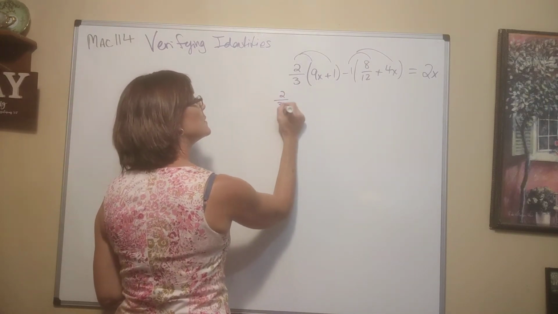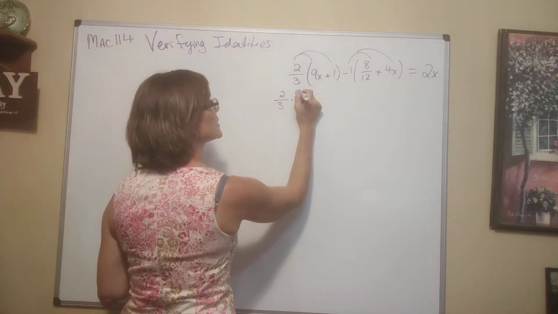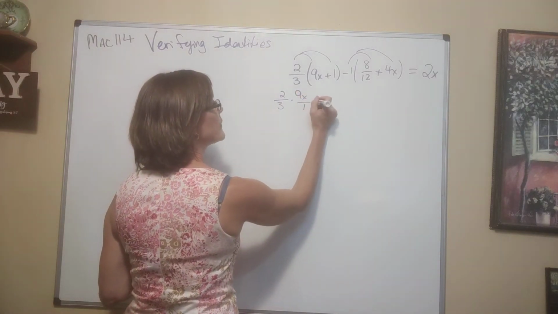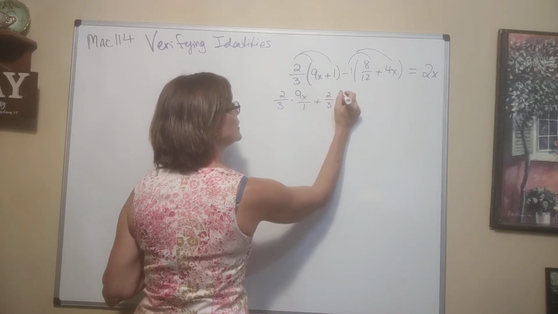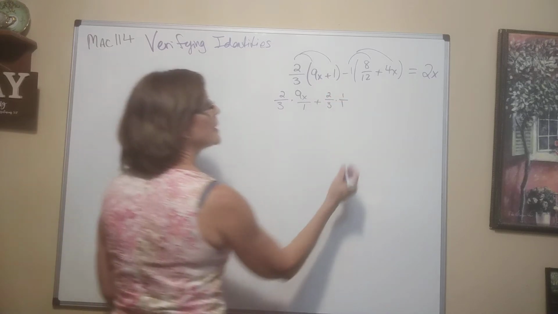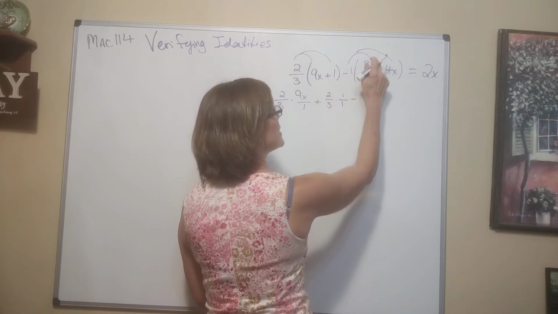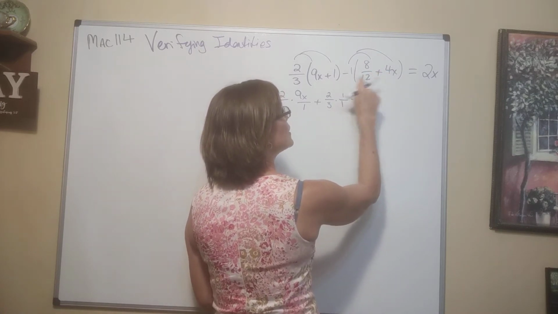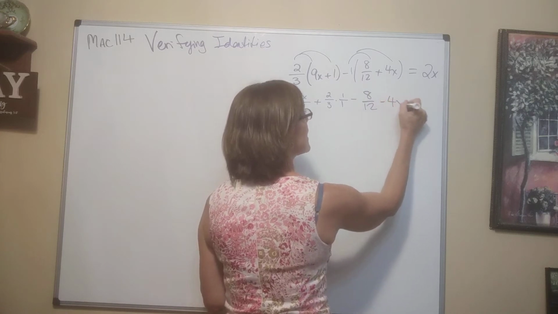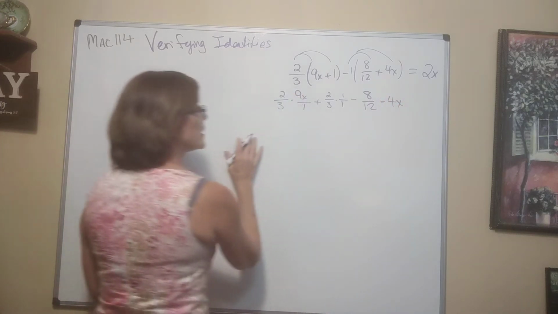2/3 times 9x. I can write the 9x over 1 if I want. Plus 2/3 times 1, which I'm going to write like that. Minus 1 times 8/12 is minus 8 over 12. Minus 1 times 4x is minus 4x. And let's see what we can get this to equal.